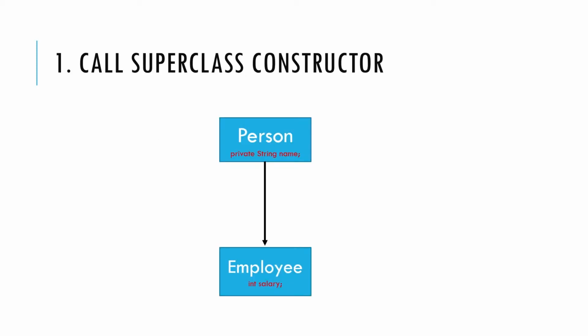So let's move to our first one, in which we have two classes, person and employee, and a person has a private member name, and an employee has a salary. Now, if you have created the object of employee, how can you set the value of name since it is private? So there is an elegant way in which we call the super. So let's move to our program now.